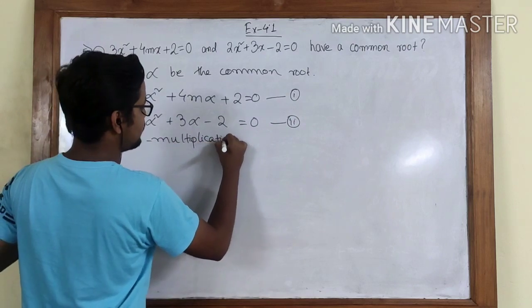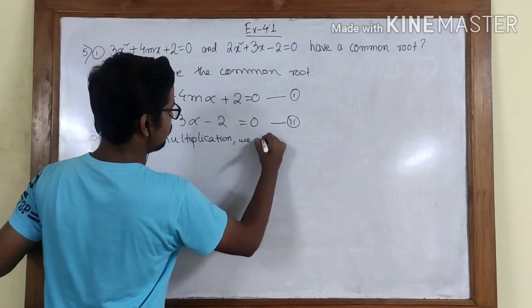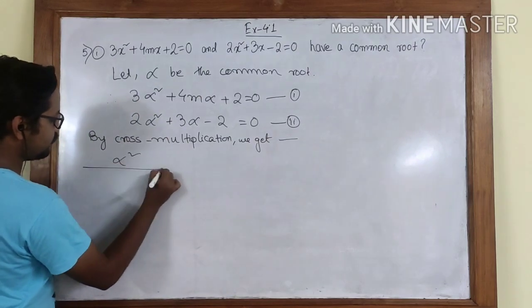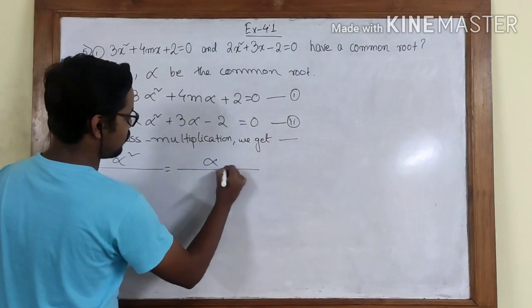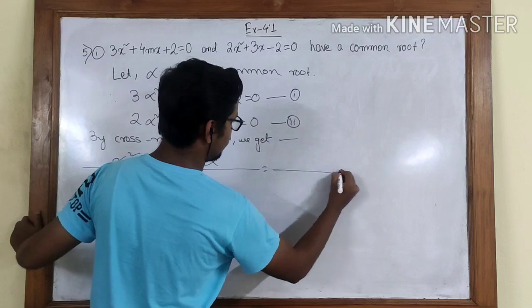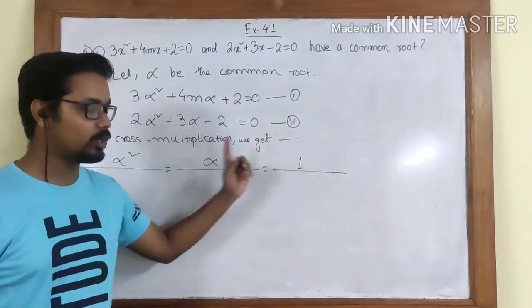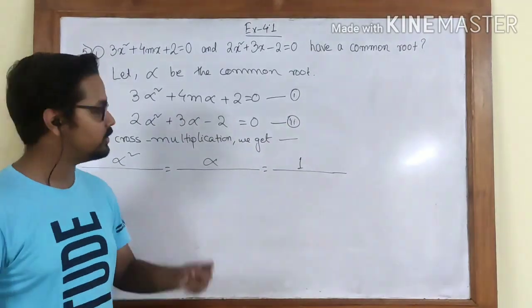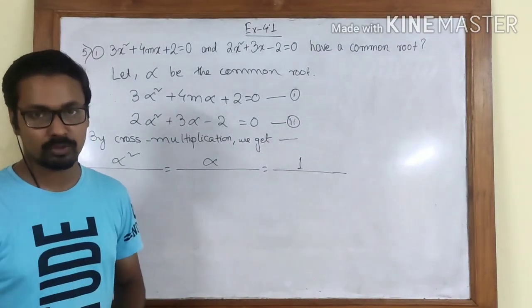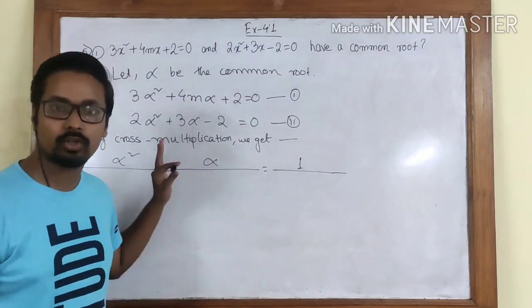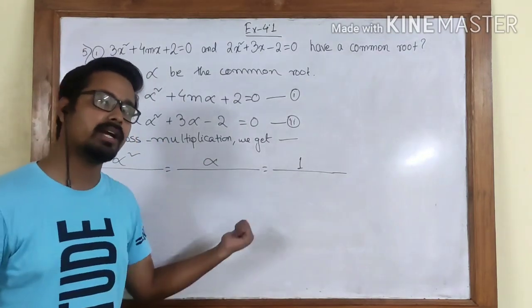By cross multiplication, what do we get? For the first one, we will have alpha squared, second one will have alpha, and third we will have 1. Please make sure that your cross multiplication method is clear, because in this video I am not going to explain how to do cross multiplication. So if your concept is not clear, then go back and clear the concept of cross multiplication and then come back and watch this video.